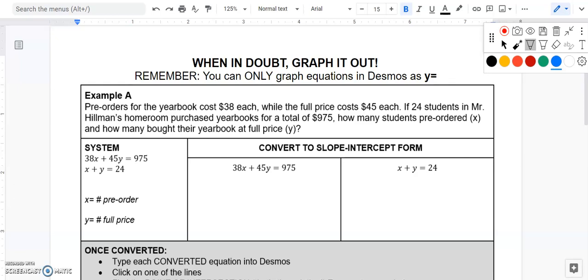Hey, what's up? We're going to talk about how we can use Desmos and graphing to solve systems of equations. So today, systems of equations by graphing. All right, so here we go. We have our example A.